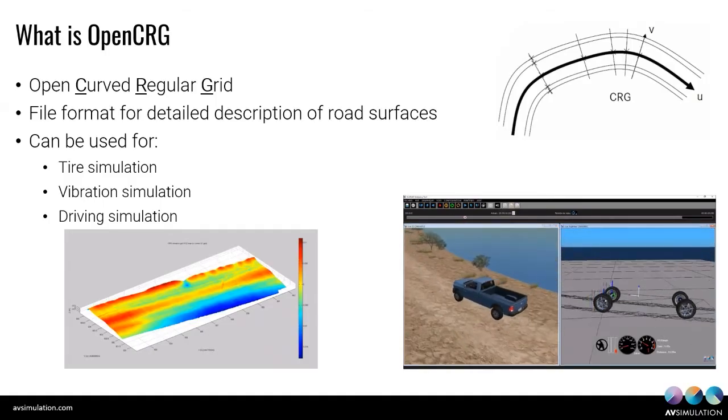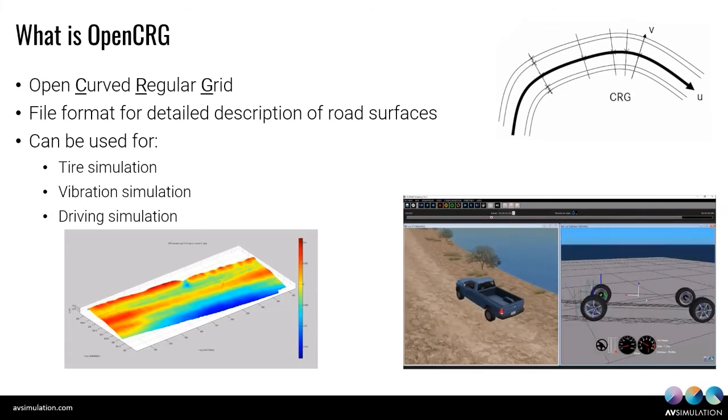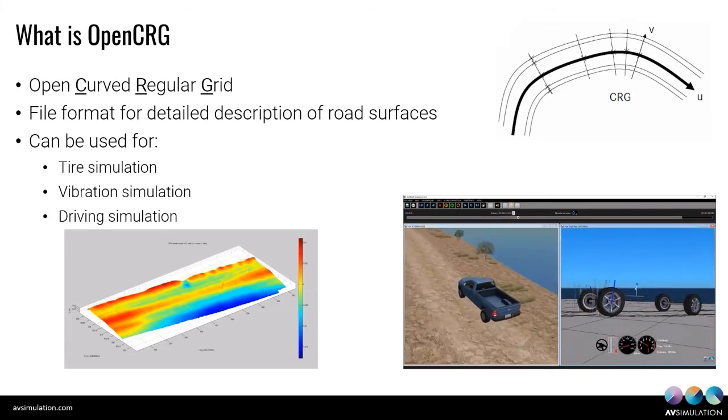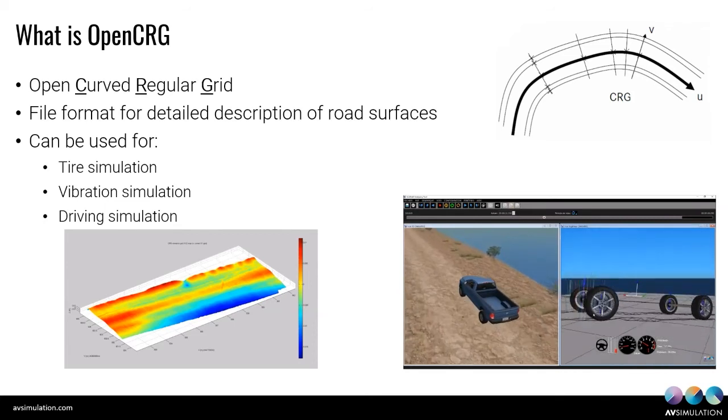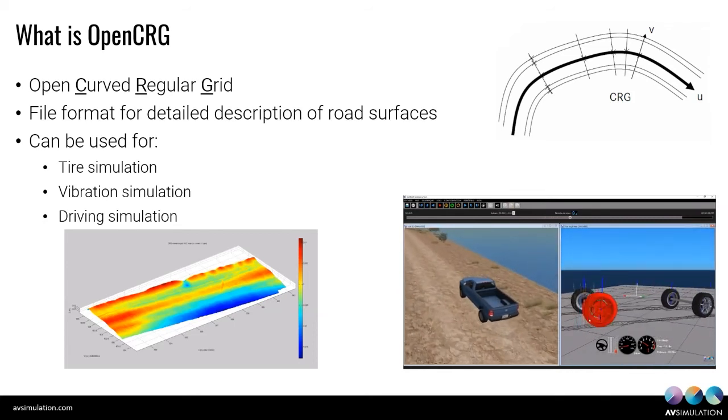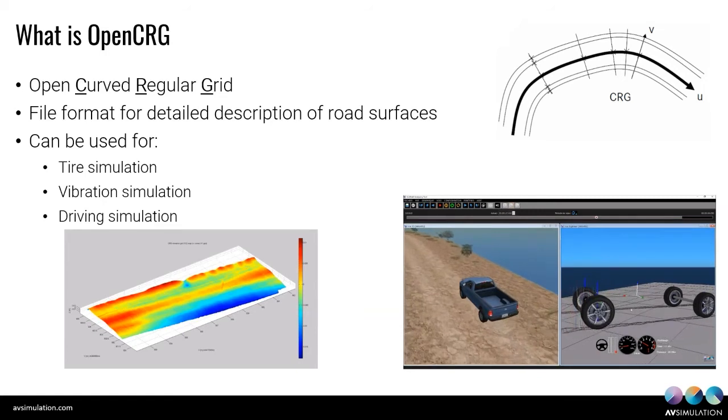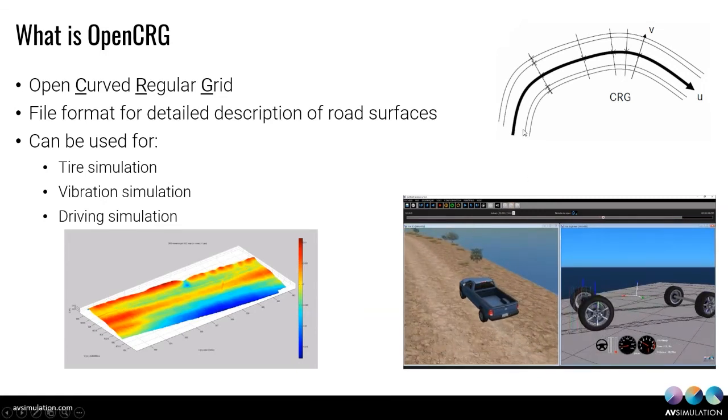So the first standard that we support is OpenCRG, which is a standard for describing road surface. It's a kind of elevation grid that can be profiled along an axis, and that you can directly input and apply on some portion of the road in SCANeR, so that you can have different kinds of road surface configuration applied on your virtual road.